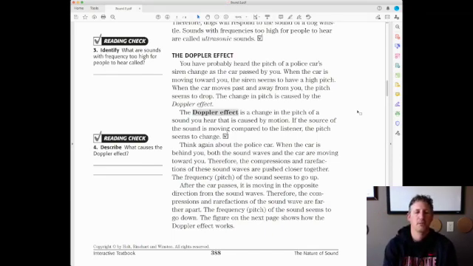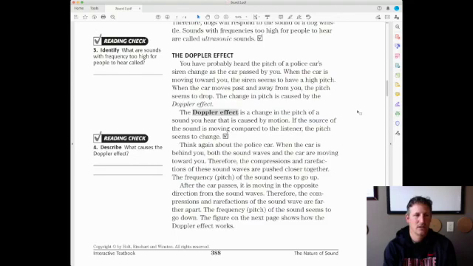Okay, think again about a police car. When the car is behind you, both the sound waves and the car are moving towards you. Therefore, the compressions and rarefactions of these sound waves are pushed closer together. The frequency or pitch seems to go up. Remember, the waves are closer together, so the sound is going to be higher. After the car passes, it is moving in the opposite direction from the sound waves. Therefore, the compressions and rarefactions of the sound wave are further apart. The frequency or pitch of the sound seems to go down. The figure on the next page shows how the Doppler effect works.